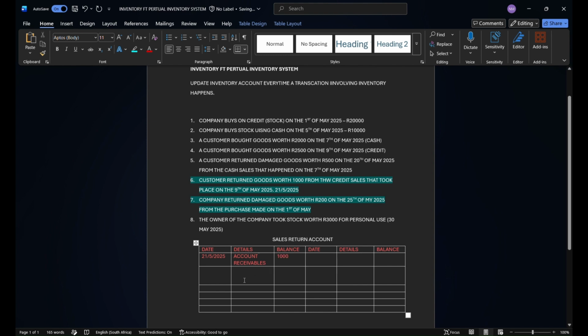And then transaction number 7 says the company returned damaged goods worth 200 on the 25th of May 2025 from the purchase made on the 1st of May. That was my bad. There's been a mistake here. Transaction number 7 is supposed to say cash sales, right? But whatever I did there is still correct. Okay, let me just explain again. Cash sales, right? Okay, the dates are fine. Okay, sorry.